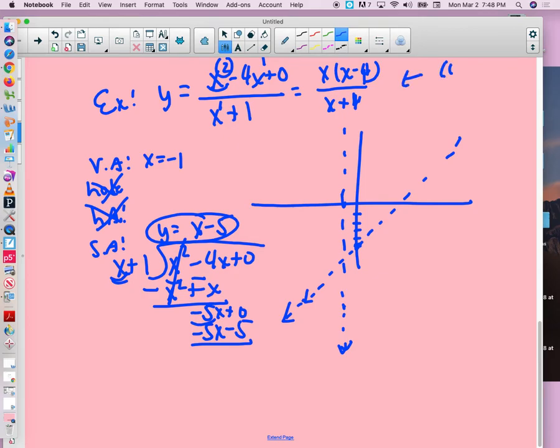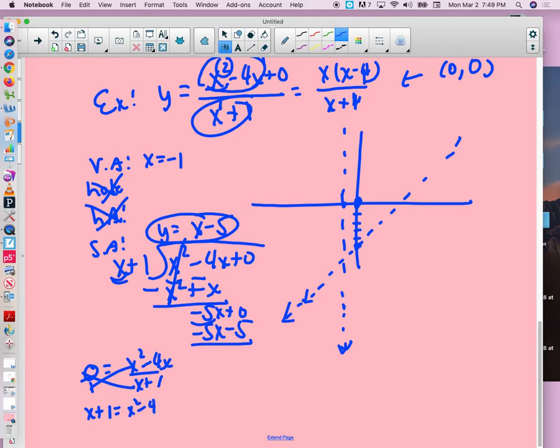Like for instance, if I put in 0 for x, the whole top is 0 over 1, so I have an x-intercept and a y-intercept there. If I set the original equation equal to 0 and cross multiply, I get x plus 1 equals x squared minus 4x. So I get 0 equals x squared minus 5x minus 1, which you could try to factor, but I don't think it has any other zeros. It might have another one out here.